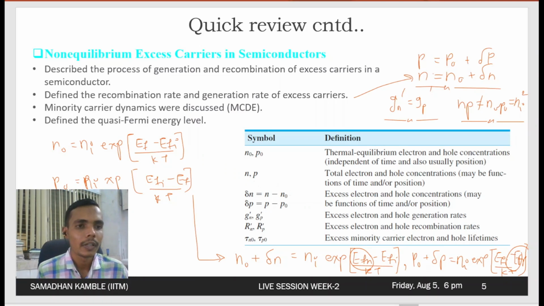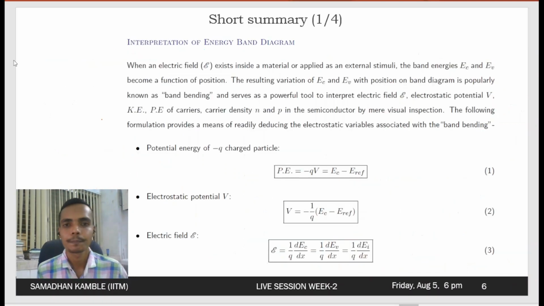Okay, so let's move to the short summary. In the short summary, I have the following points to make. First of all, we consider the interpretation of the energy band diagram.